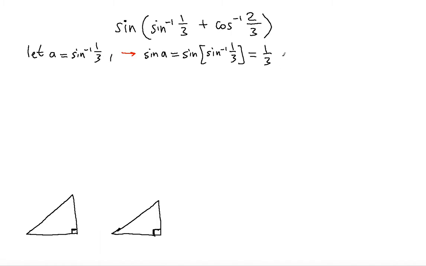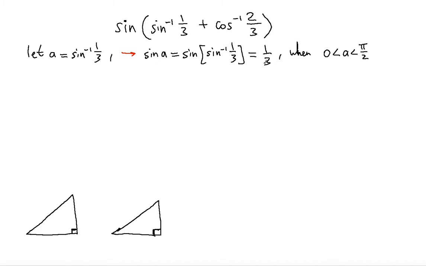And this is only true when 0 is less than A is less than pi over 2. Because we know A has to be somewhere between 0 and pi over 2 in order for sine of A to be equal to 1/3. We know sine of 0 is 0. We know sine of pi over 2 is 1. So 1/3 is between 0 and 1. So we know that for sure.